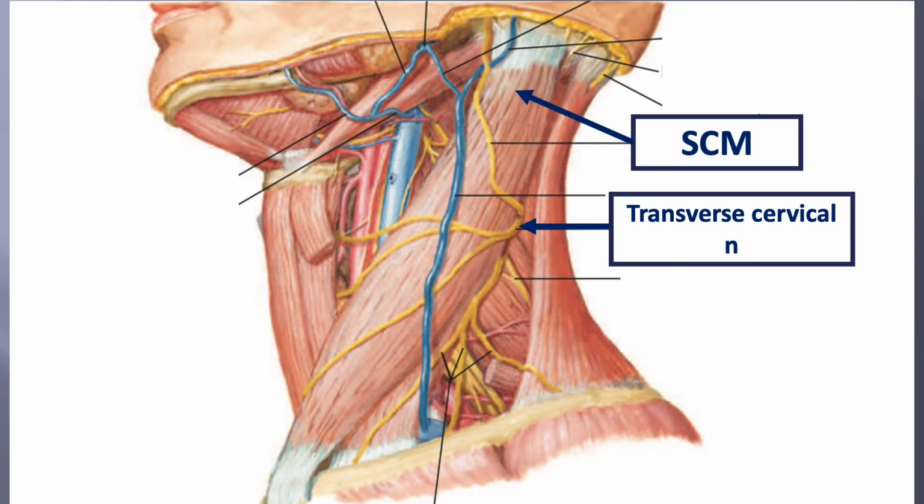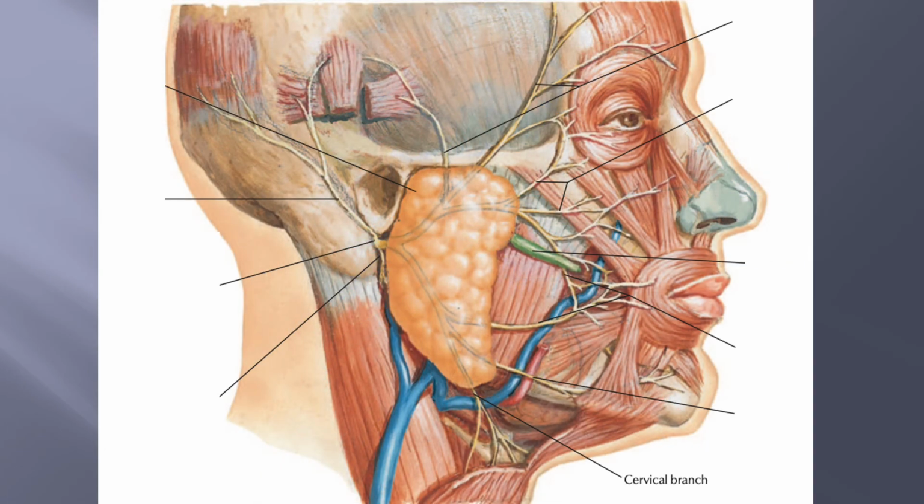The transverse cervical nerve is also formed by fibers from C2 and C3. It curves around the posterior aspect of the SCM and supplies sensation to the anterior neck. It innervates the anterior triangle of the neck, skin over the parotid gland, and surfaces of the outer ear. Functional deficits that result from damage to the transverse cervical nerve also include paresthesia.